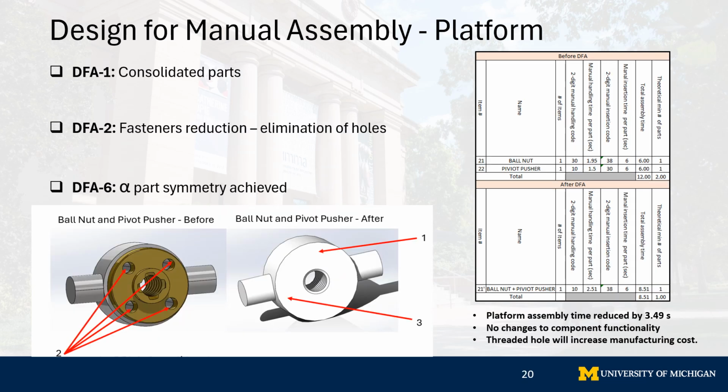For our design for manual assembly platform parts, we chose the ball nut and pivot pusher from the motor subassembly. Again, adhering to DFA 1, we consolidated the parts, removed the 4 fastener holes on the ball nut, and then achieved alpha symmetry with the resulting part shown on the right. Creating this part reduces assembly time by about 3.5 seconds, presents no changes to the component's functionality, but will have some extra costs associated with the threaded hole in the new part.